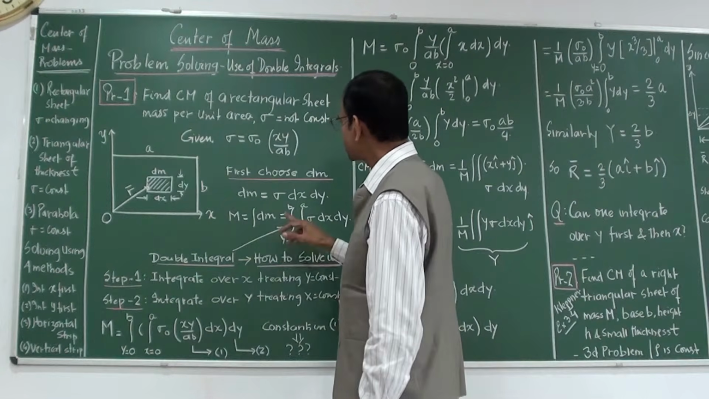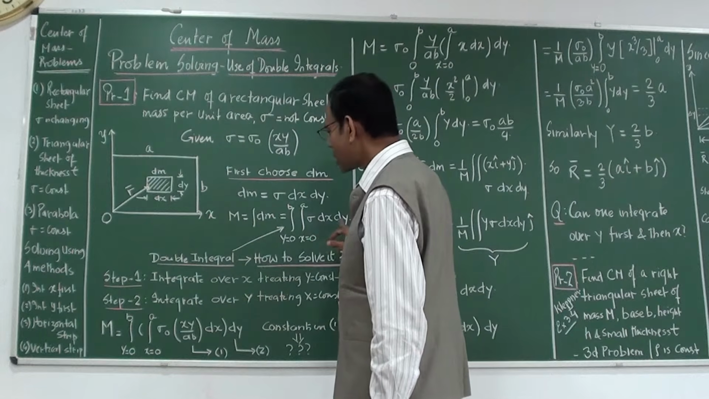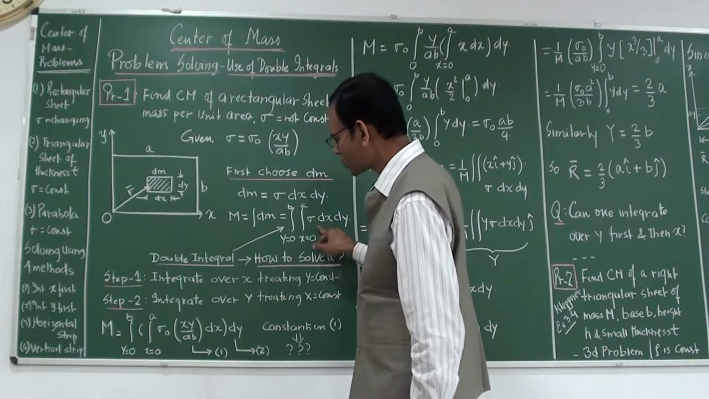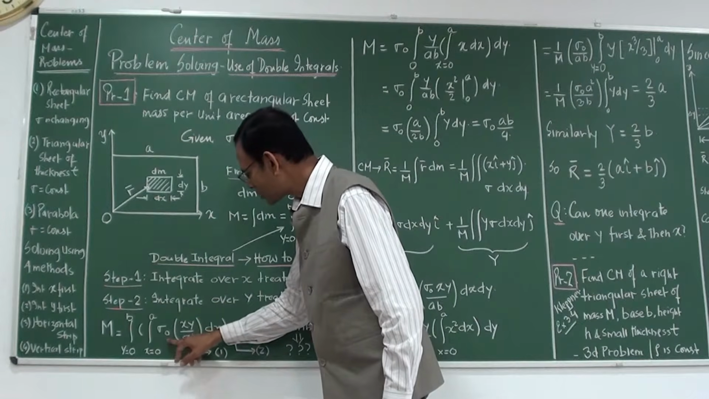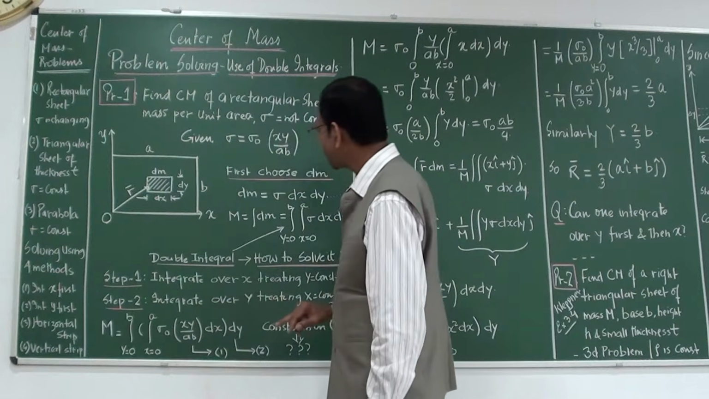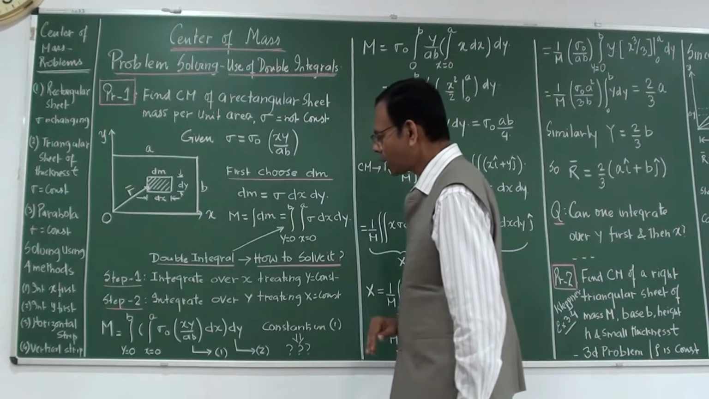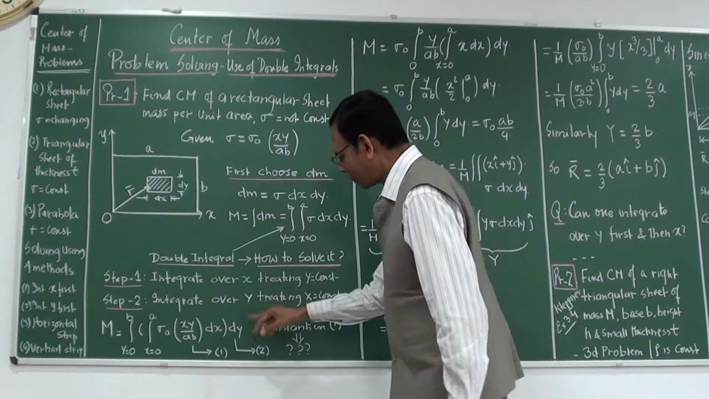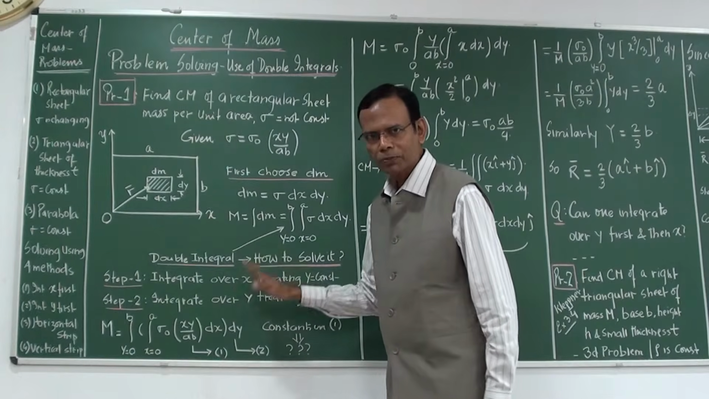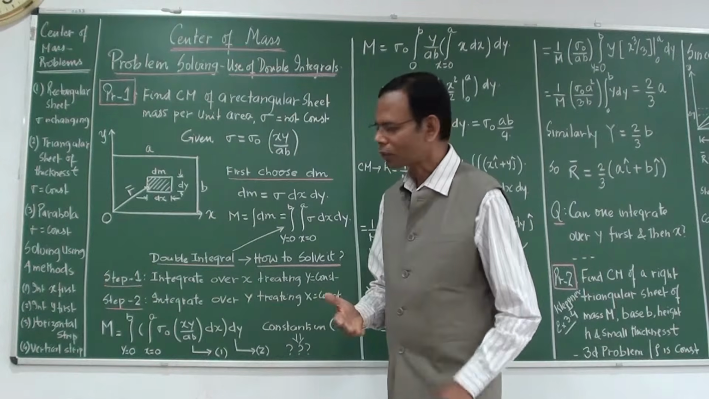So M is integral of sigma dx dy. Let us substitute sigma. Sigma is sigma 0 xy by ab, so sigma 0 xy by ab dx, and then dy. So what we do for this particular case, you can do it otherwise.